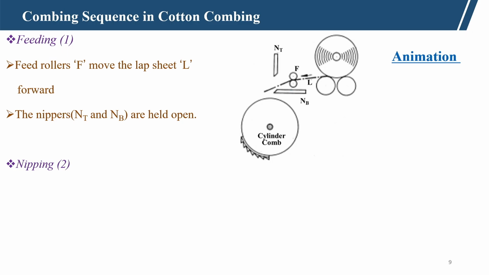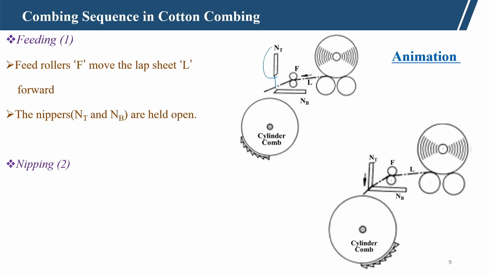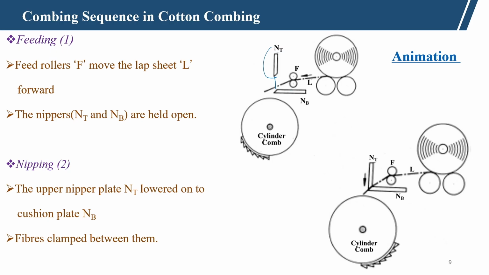The second sequence is nipping. During nipping, the top nipper comes downward and closes the nip distance. So the nippers are closed. The upper nipper plate NT lowers on the cushion plate, that is the bottom nipper, and the fibers are clamped. The fibers must be clamped just before the cylinder combing, otherwise the fibers will be taken as a clump.